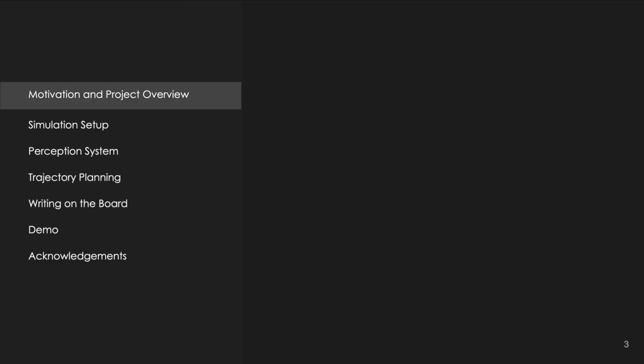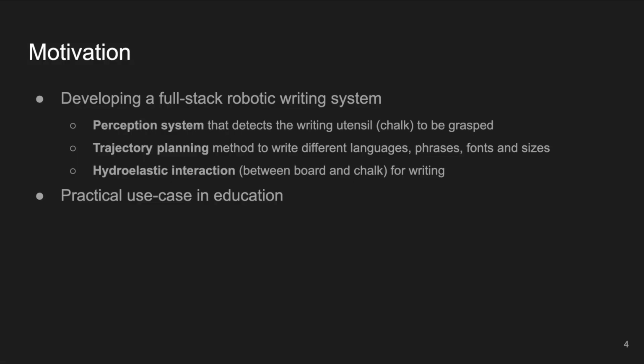We will start by explaining the motivation and the project overview. In this work, we develop a full-stack robotic writing system. This includes three main modules: a perception system that detects the writing utensil, in this case a chalk, which has to be grasped for writing; a trajectory planning method to write different languages, phrases, fonts, and sizes; and finally, a hydroelastic interaction system between the board and the chalk to produce the ink on the board. This system has practical use cases in a classroom setting and can be thought of as a robotic teaching assistant that can write on the board.